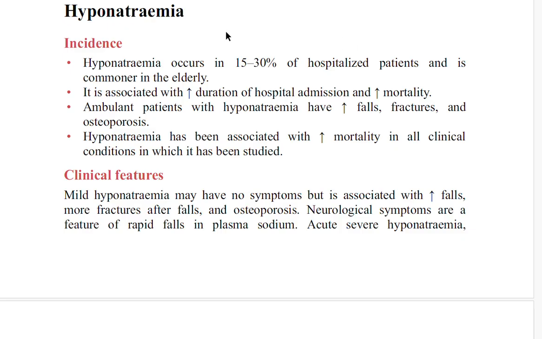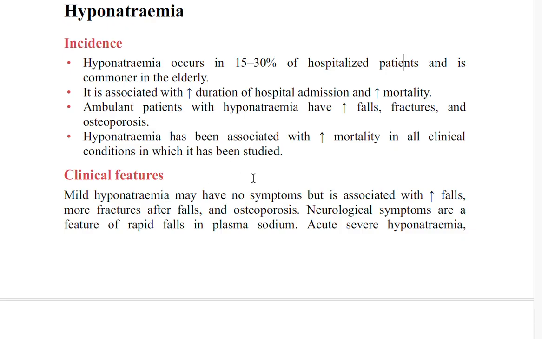So let's read it. Hyponatremia: the incidence of hyponatremia is 15 to 30% of hospitalized patients and is very common in the elderly. I'm seeing these patients quite a lot every day in the ward. It is associated with increased duration of hospital admission and increased mortality. Ambulant patients with hyponatremia have increased risk of falls, fractures, and osteoporosis. Hyponatremia has been associated with increased mortality in all clinical conditions in which it has been studied.